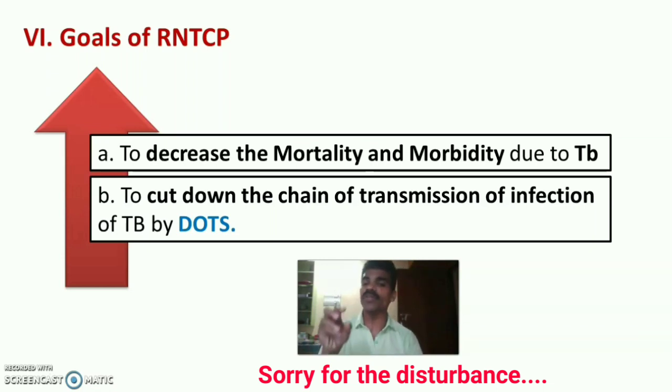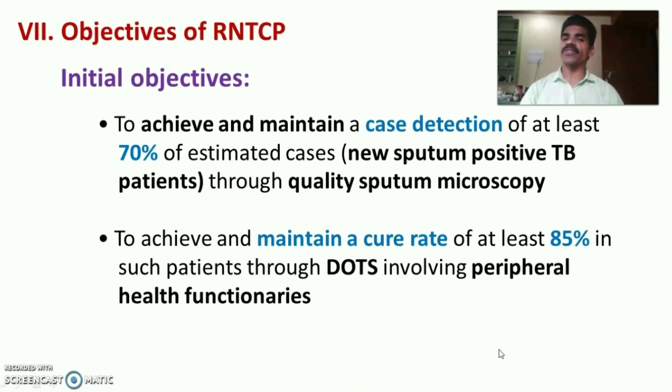So the DOT strategy was introduced in the treatment of TB to break the chain of transmission of infection of TB from one person to other persons. So these were the two goals of RNTCP. One is to decrease the mortality and the morbidity related to TB, and the second one is to block the chain of transmission of infection of TB by the DOTS strategy, by introduction of the DOTS treatment. So next are the objectives of RNTCP.